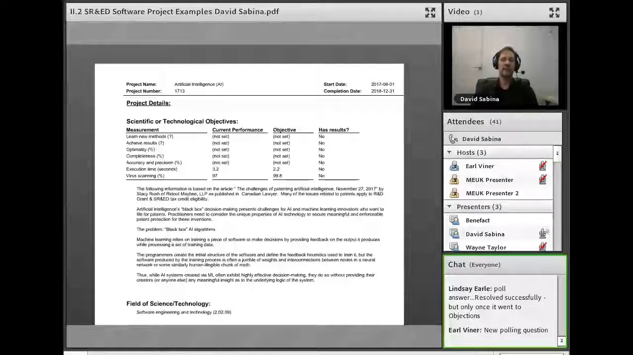What are the factors that determine whether artificial intelligence work is patentable and eligible for SR&ED credit, or whether it's really just trial and error investigation done by machines that can yield fantastic results?